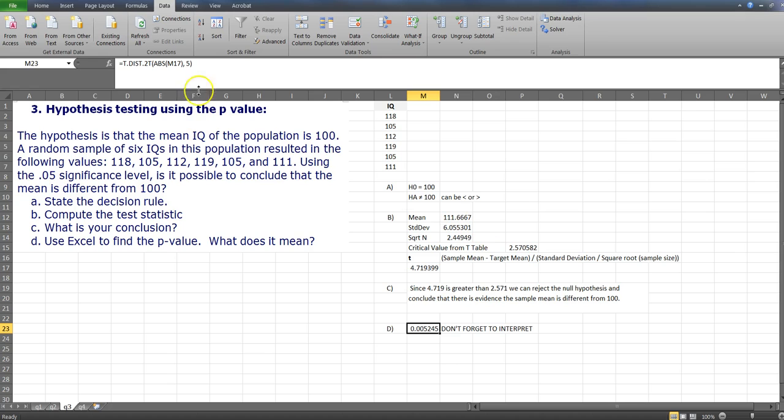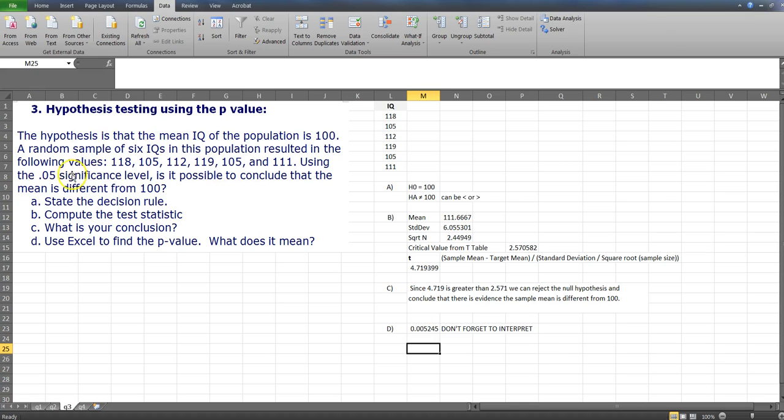This is tricky, and I'm going to tell you, just look at what I did here. I used this function syntax up here, T.DIST.2T, so the 2t, and this ABS means absolute value of M17, which is my calculated t-value, and then my degrees of freedom. Now, something I put in here, something you should know: don't forget to interpret.